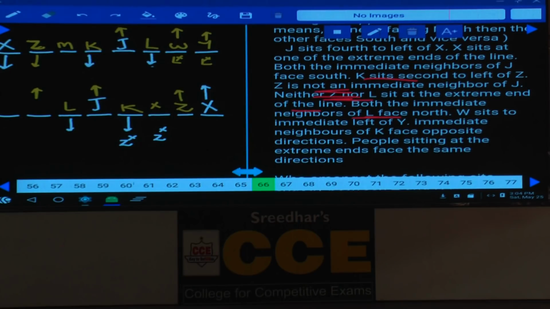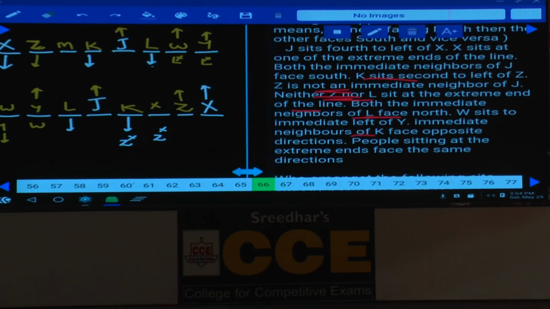Then W sits to the immediate left of Y. As W is to the immediate left of Y, if Y is here, W will be here. Or if Y is here and W is here, then Y will be facing south and W sits to the immediate left of Y. This is also valid. Hence, in this case, we have two different possibilities.